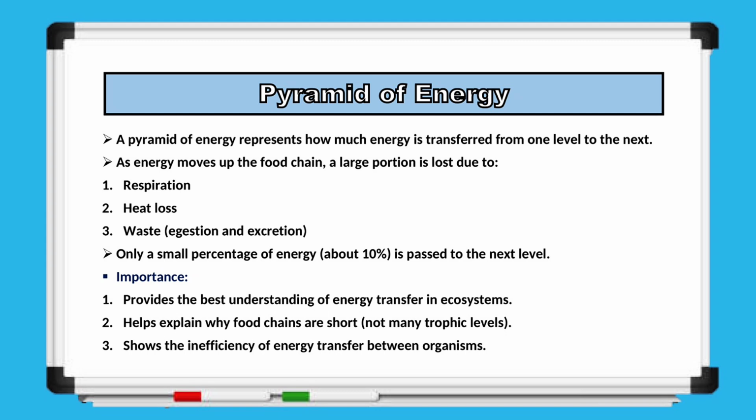A pyramid of energy is important because it provides the clearest picture of energy transfer within ecosystems. It explains why energy becomes progressively less available at higher trophic levels and why food chains are usually short, with only a few trophic levels. It also highlights the inefficiency of energy transfer between organisms.